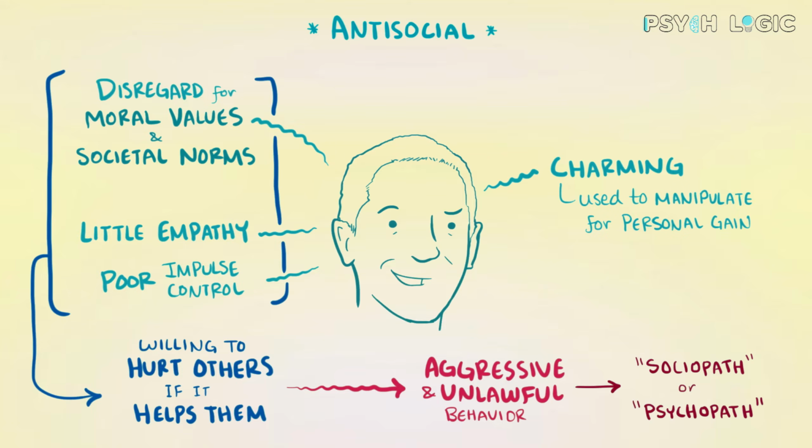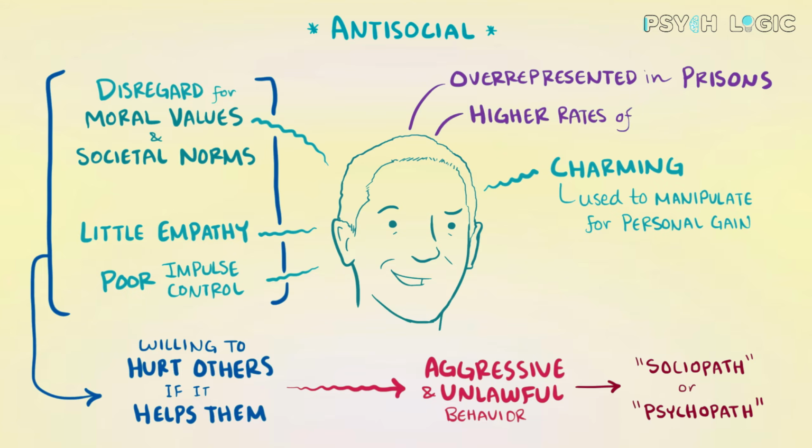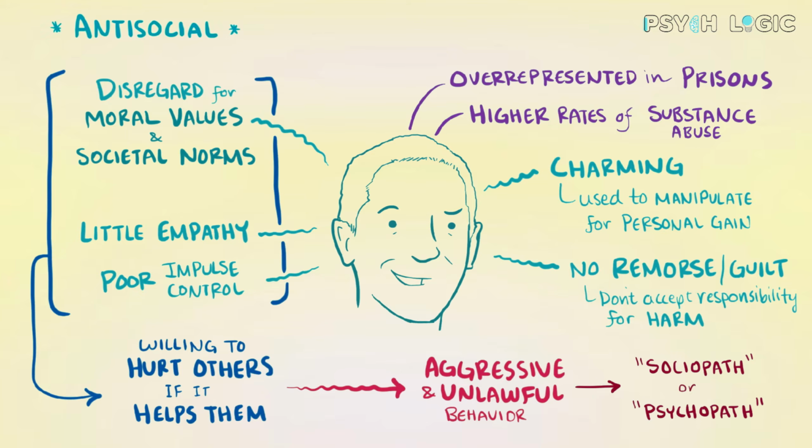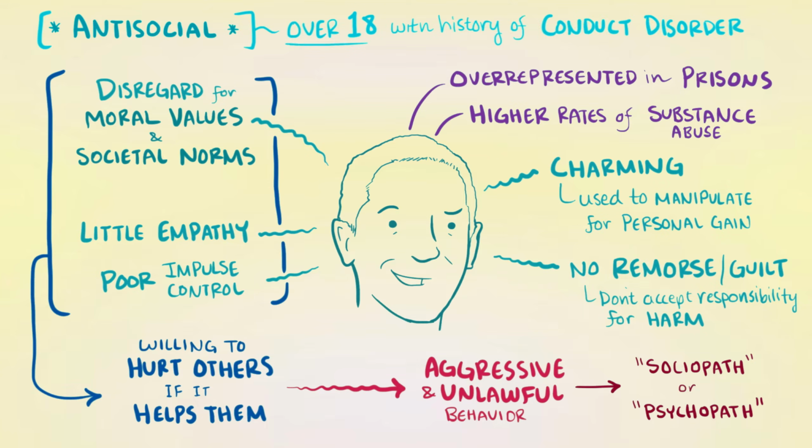In fact, individuals with this disorder tend to be overrepresented in prison populations and have higher rates of substance abuse. These individuals typically fail to show remorse or guilt and rarely accept responsibility for any of the harm that they cause others. This disorder is also unique in that individuals must be over 18 years old and have a history of conduct disorder in order to meet the diagnosis.